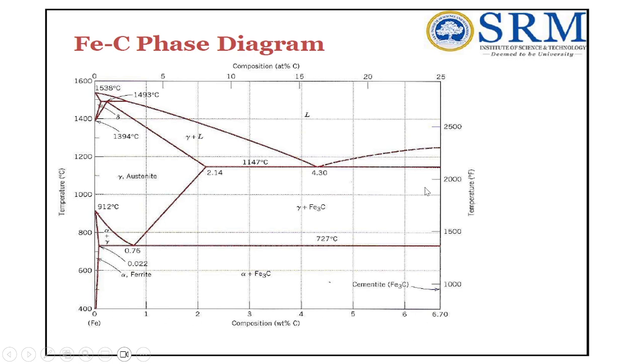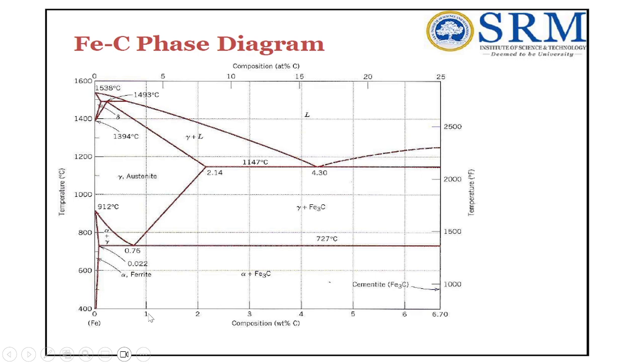So this iron carbon diagram can be classified into two parts. Up to a carbon content of 2 percent is called steel, and from 2 to 6.7 percent it is called cast iron. Still, the steel region can be classified into two. Up to 0.8, from 0 to 0.8 percent it is called hypoeutectoid steel.